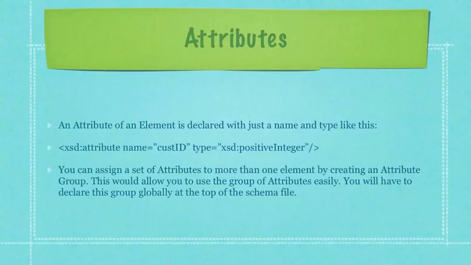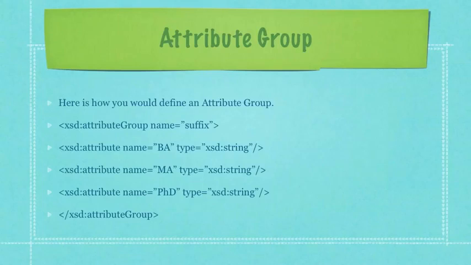You can assign a set of attributes to more than one element by creating an attribute group. This would allow you to use the group of attributes easily. You'll have to declare this group globally at the top of the schema file though. Here is how you would define an attribute group. You can see here I'm defining an attribute group with the name suffix, and then stating that it would have these attributes assigned to it.